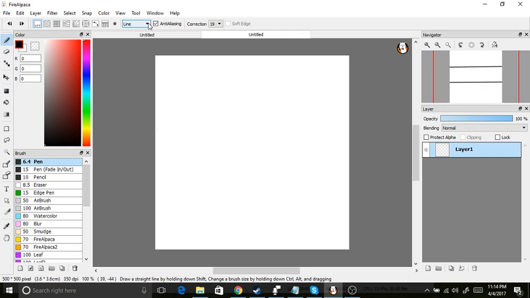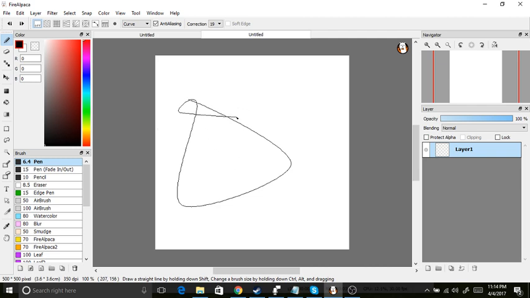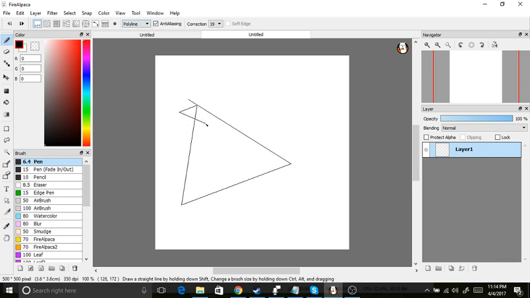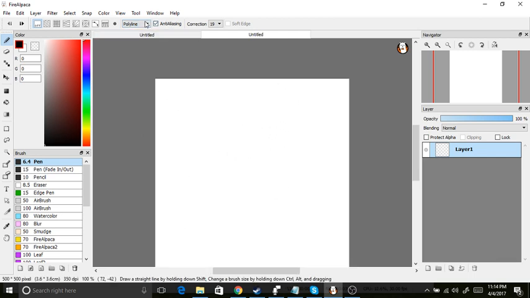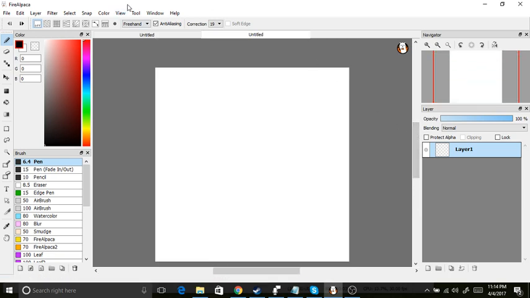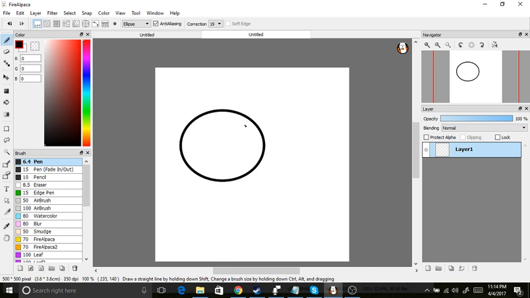So go up here and look at all this stuff. Freehand, rectangle, curve. You got polyline. Okay. But yeah, all that stuff right there. And yeah, ellipse, I think, is a circle. Yeah, ellipse.